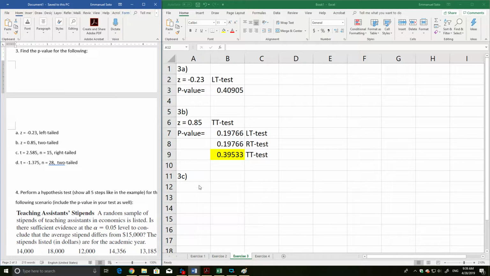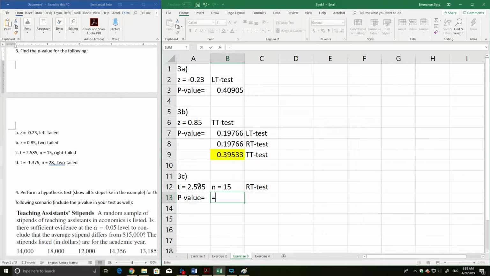All right, so 3c, we're looking at a t-score of 2.585, n is 15, and we're looking at a right-tailed test. Since we're doing a t-score, we're looking at a t-test, so we need to calculate the degrees of freedom, which is 14, 15 minus 1. Pretty straightforward there. So now we need to do the p-value.